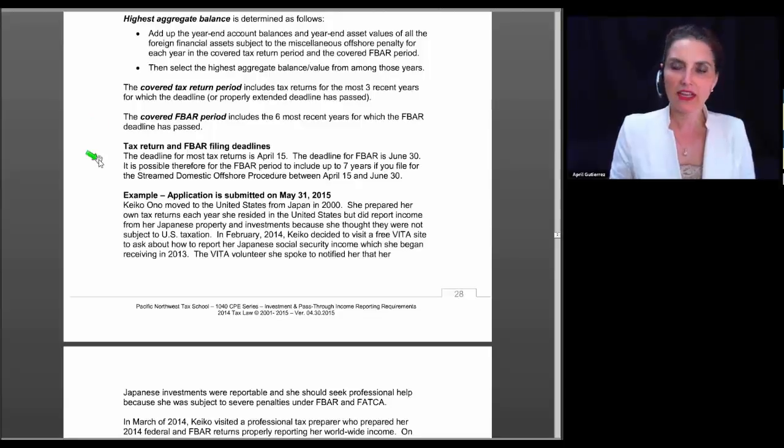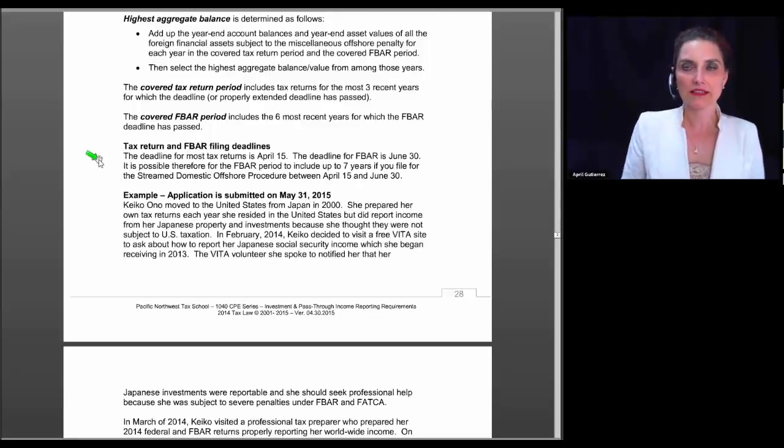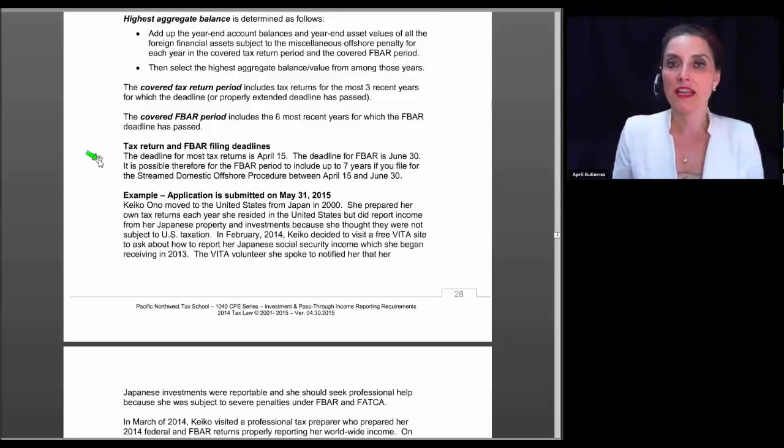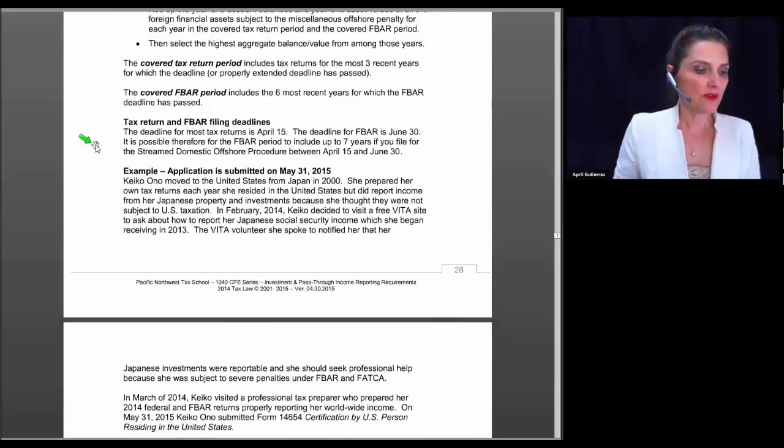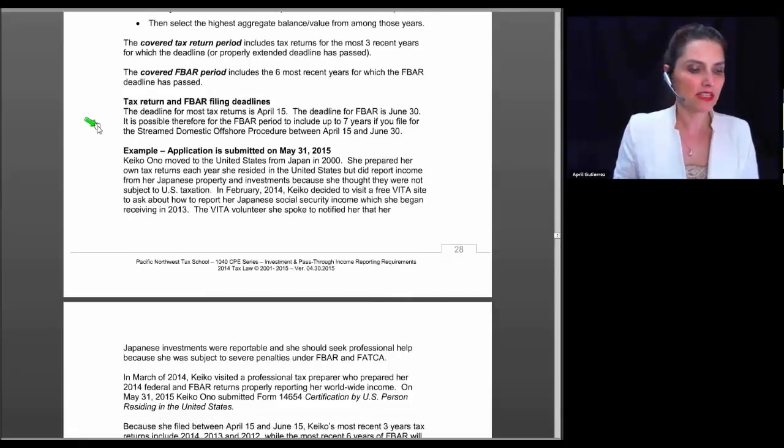Interestingly, as I teach this class, it's April 30th, 2015, and the filing deadline for the 2014 tax year, IRS Federal 1040 returns, has passed. It's possible you're on extension, but if you're not on an extension, it's now passed. However, the FBAR deadline has not passed. It's still ahead of us on June 30th. So it's possible to be straddling these time frames. The deadline for most tax returns is April 15th, and the FBAR deadline is June 30th. So it's possible for the FBAR period to include up to 7 years, where the tax return period will include only 3 years.